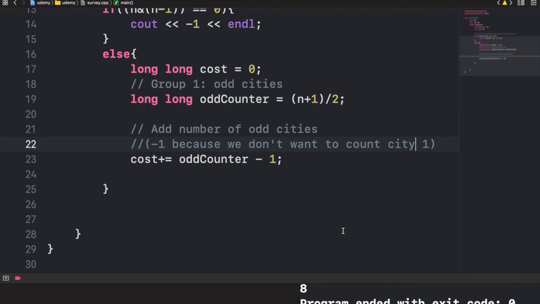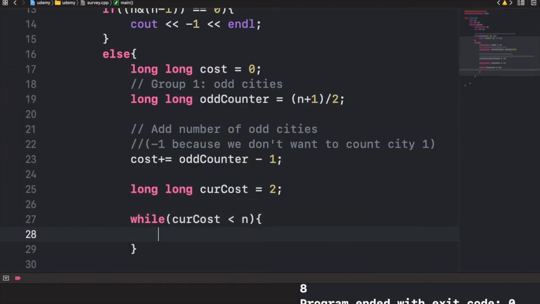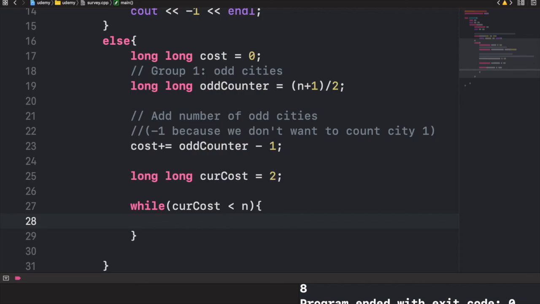Okay, so now that we've figured out group 1, let's just use the formula we determined for the rest of the groups. So we're going to create a variable called current cost, and we're going to initialize it to 2, because 2 is the next cost after 1. And so basically we're going to have a while loop, so while current cost is less than n. So this ensures we go through all of the groups. This is just a formula we already did, so let me just write that out.